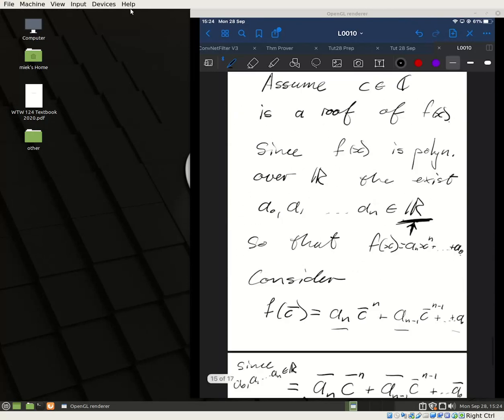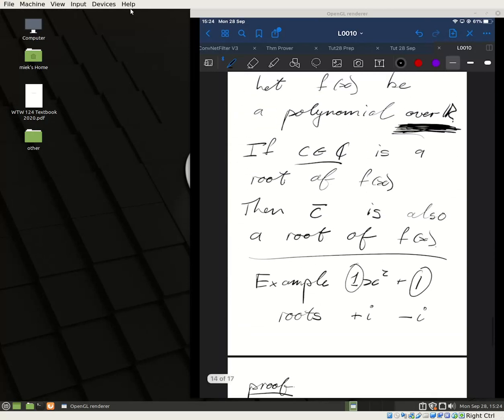Okay, and let me reiterate here again, this only works when the polynomial is over R. So when the coefficients are all real.